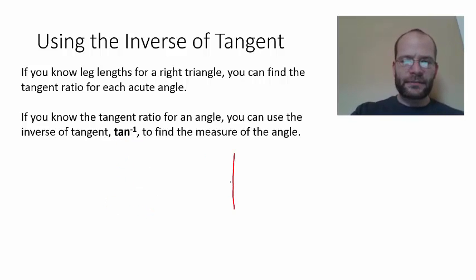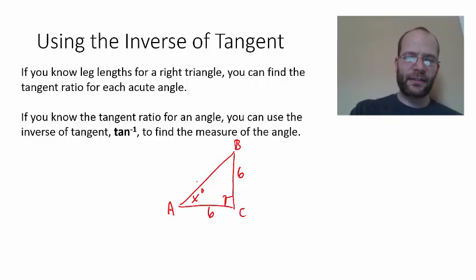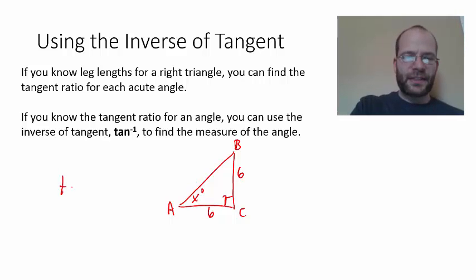Suppose we have a triangle, like this one, and it's a right triangle, and we know the lengths of the legs are 6 units and 6 units. We'll call this triangle ABC. And suppose we're trying to find the measure of angle A. We want to know what the measure of angle A is. Well, we know that the tangent of x is equal to 6 over 6. Well, that's equal to 1. The tangent of x is equal to 1.